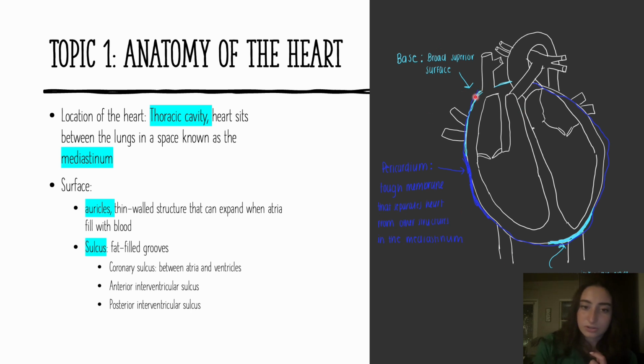So then our heart is also surrounded by a tough membrane, and that's called our pericardium. And then on the surface, we have these auricles, which are thin-walled structures that can expand when the atria are filled with blood. And we also have sulci, which are fat-filled grooves where our coronary arteries will lie. And these are important for supplying blood to the myocardium.